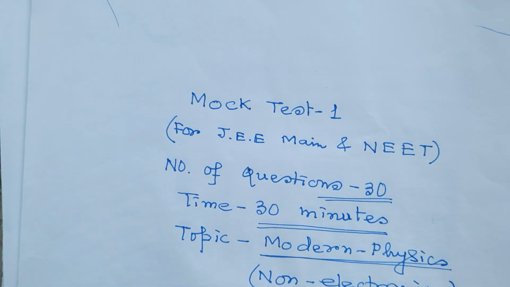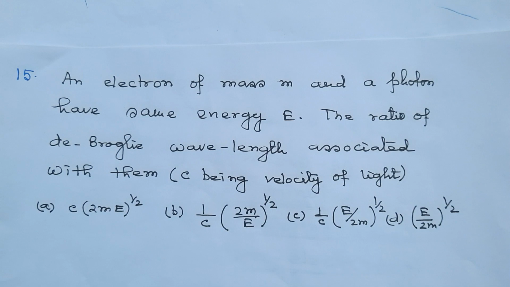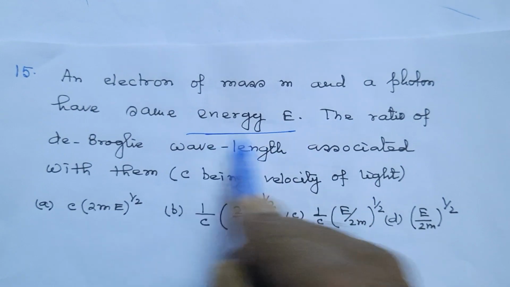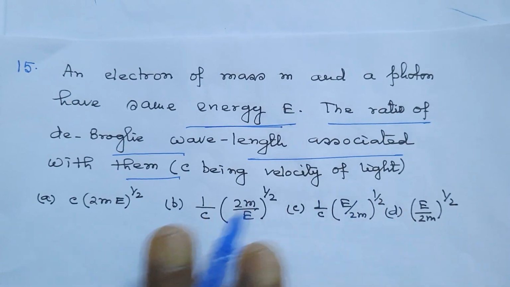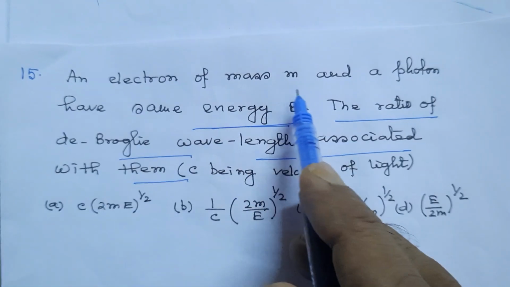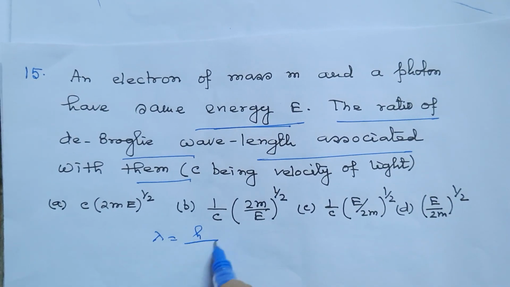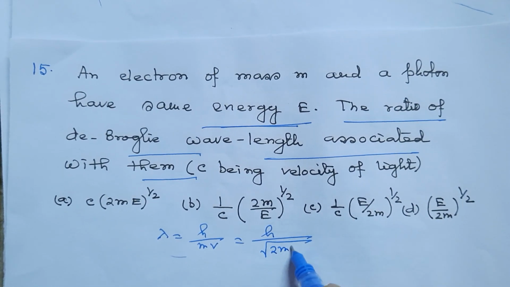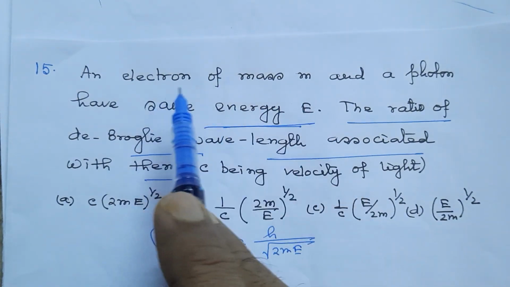Now let us take the 15th question, number 15. In question number 15, an electron of mass m and a photon have the same energy E. Find the ratio of de Broglie wavelength associated with them. Let us take the question at first. De Broglie wavelength and the energy E. We know lambda equals h by mv. The de Broglie wavelength lambda equals h by mv equals h by root over 2mE. We are expressing this wavelength in terms of the energy of the electron.